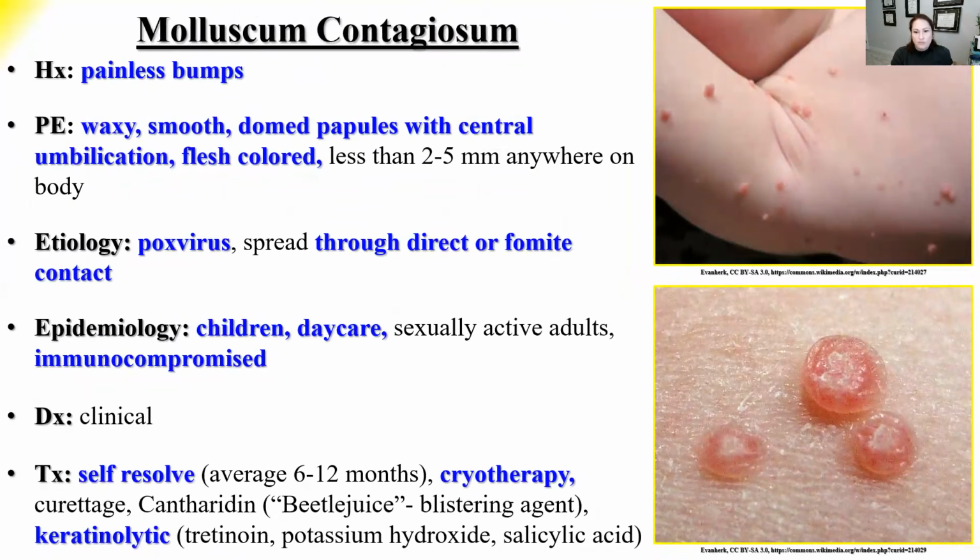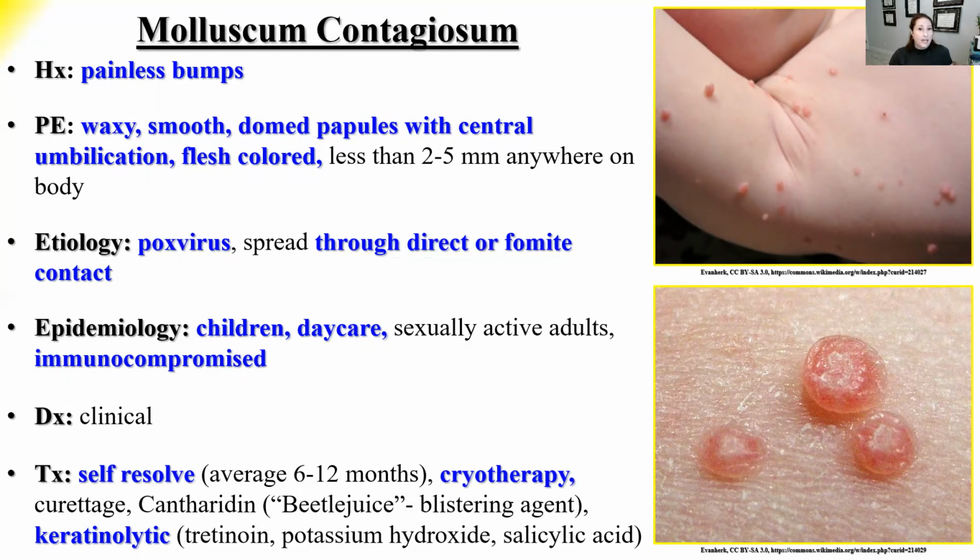Molluscum contagiosum, also a very common one in children, especially children in daycare or elementary schools, because they're constantly touching each other. This one, if you look at the pictures here, you can see that it's a very specific appearance to these. So these are painless bumps. They're not itchy. They are waxy, smooth, domed papules with a central umbilication or dent in the center, and they are flesh colored, typically about 2 to 5 millimeters, and they can occur anywhere on the body.